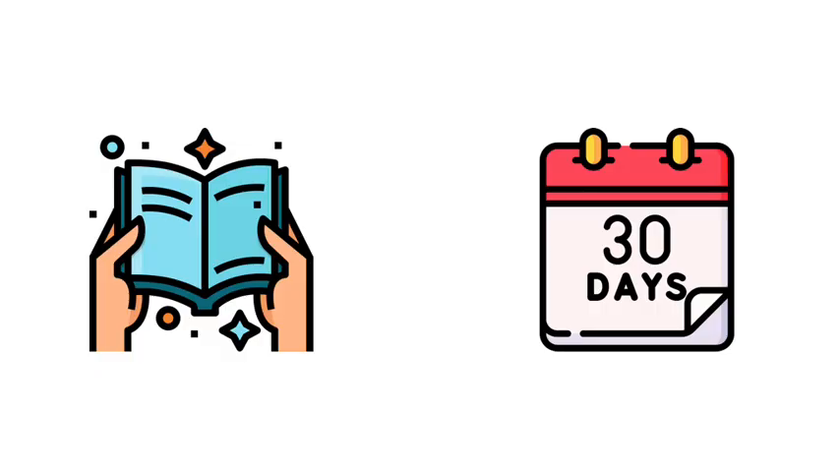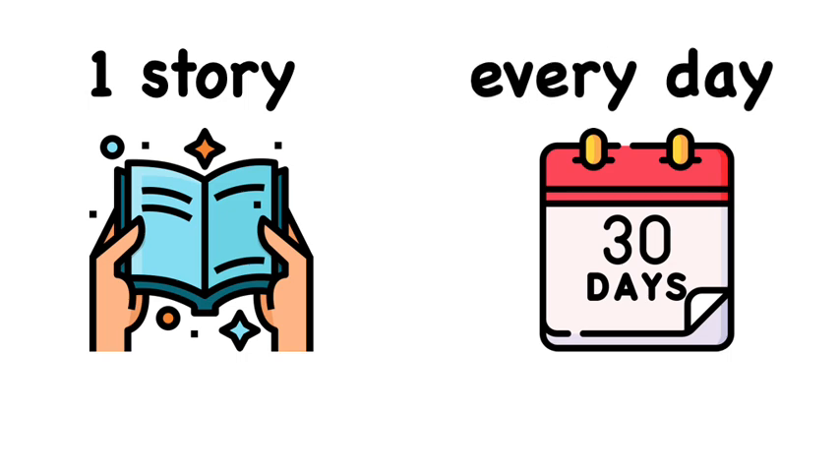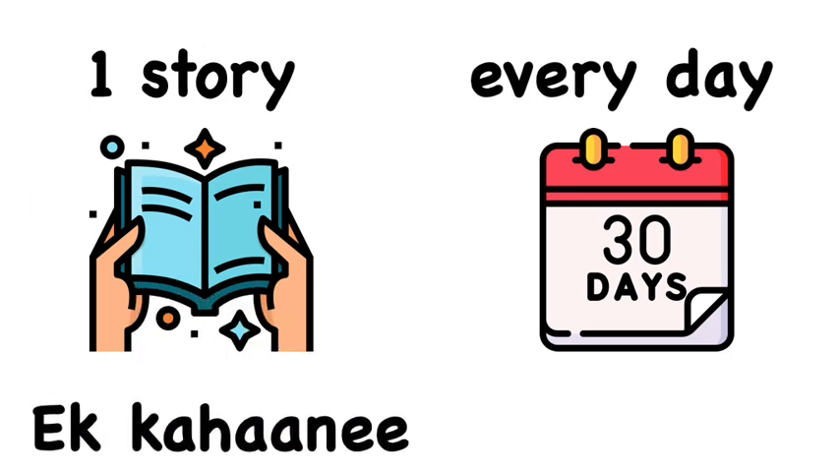Now let's continue with present tense, but let's make the sentences a little more interesting. Let's add the words one story and every day. One story is ek kahani, and every day is har din. You can use the word har din or you can use roz. Maybe you've heard the word roz. They both mean every day.